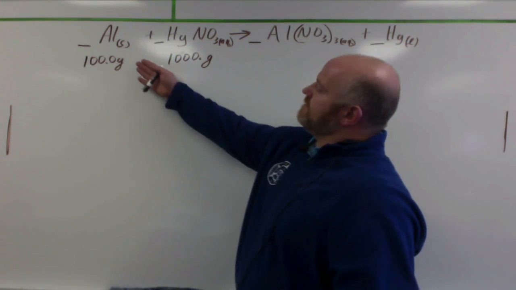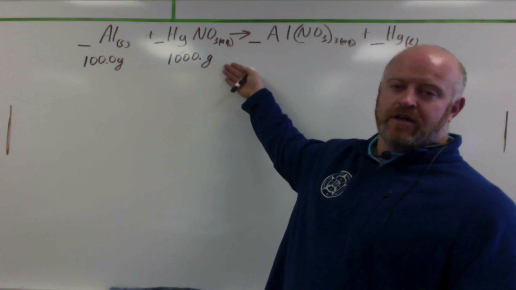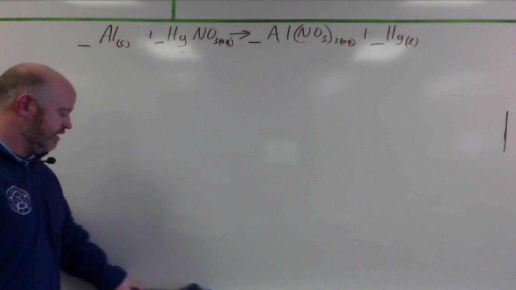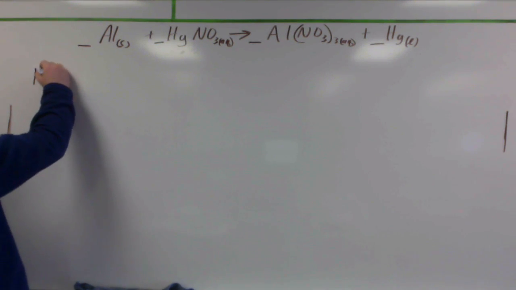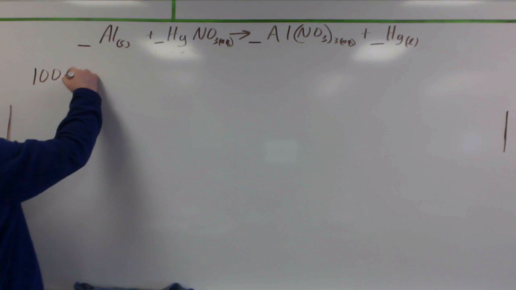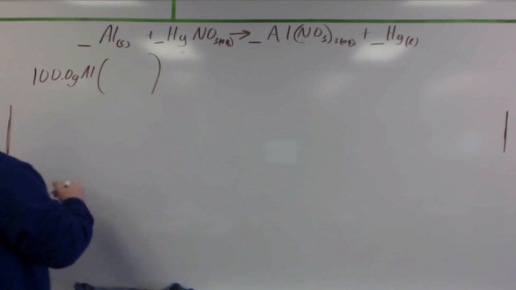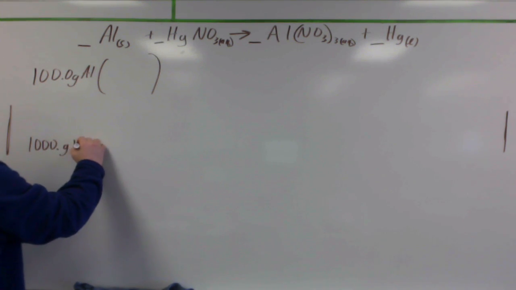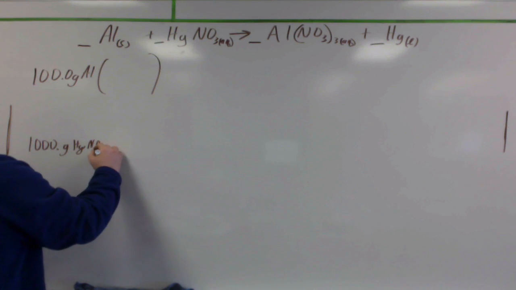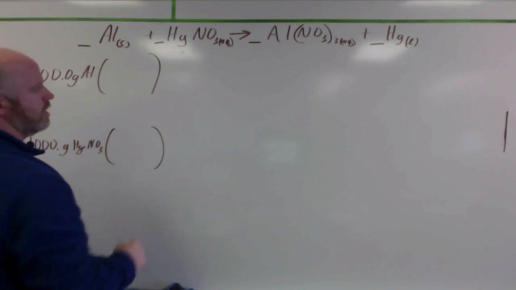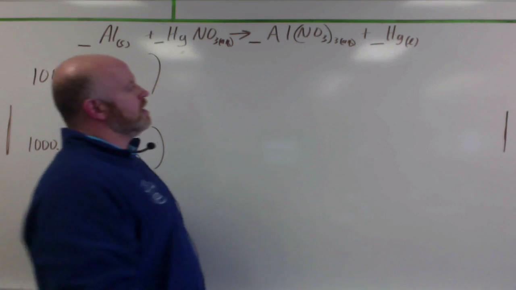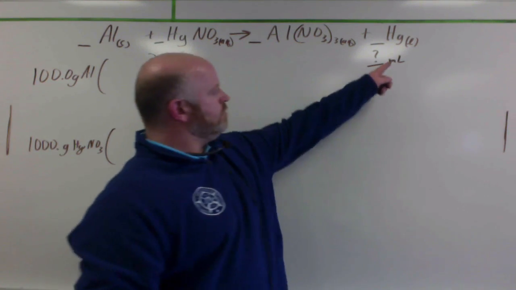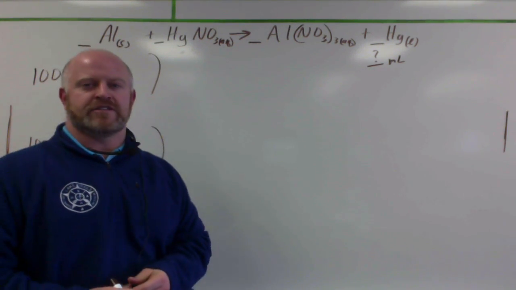Okay? So we have 100 grams of aluminum, we have 1,000 grams of mercury nitrate, or mercury 1 nitrate. So I'm going to set my problem up. I want to say I have 100.0 grams of aluminum, and I have 1,000 grams of mercury nitrate. And let's say for this problem, we're trying to figure out how many milliliters of mercury we're making. Okay, so let's solve for milliliters of mercury. So we add a little bit more complexity to the problem.